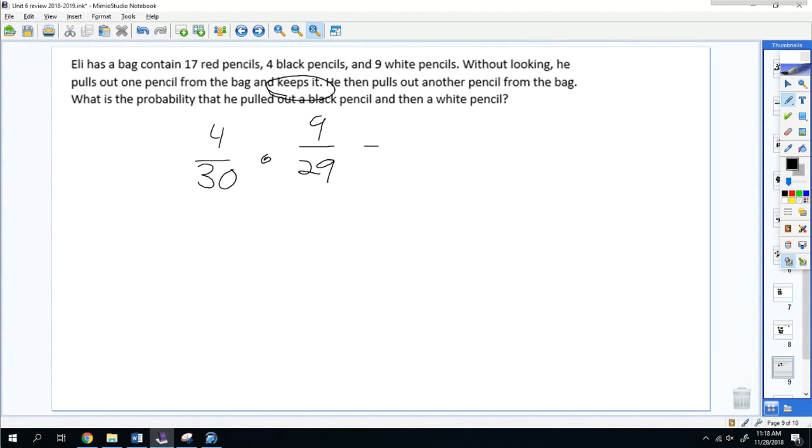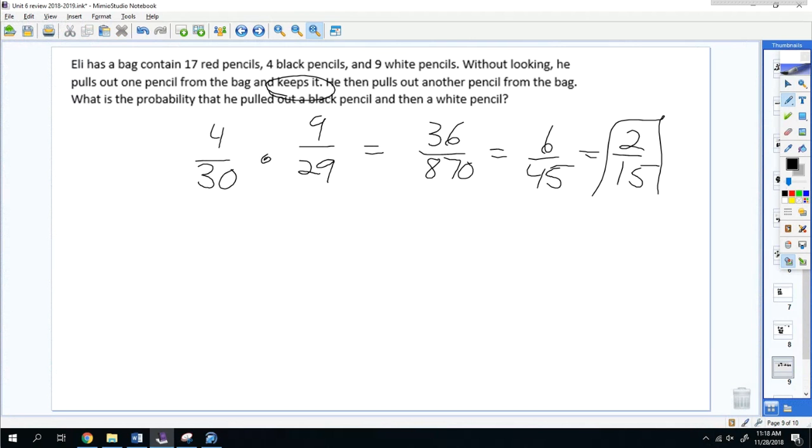So you can multiply and you get 36 out of 870, which equals 6 over 145, which then equals 2 over 15. So the way I got 36 to 6 is I divide by 6, and I get 6 over 45, and then I divide it by 3 to get 2 over 15.